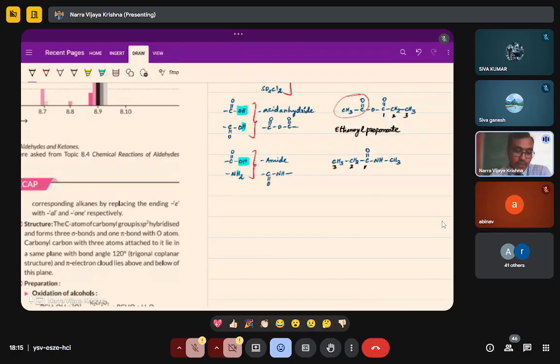Now, how to name it? First, I need to name the substituent. This substituent is present over nitrogen. So that's why I call it as N-methyl. Are you able to understand why I am writing it as N-methyl? Because that methyl group is present over N. So N-methyl propanamide.